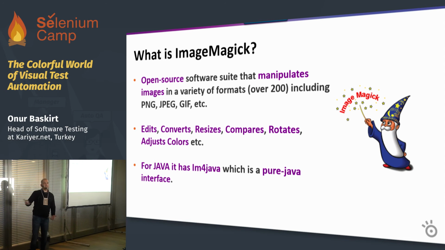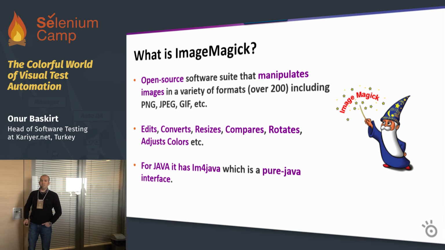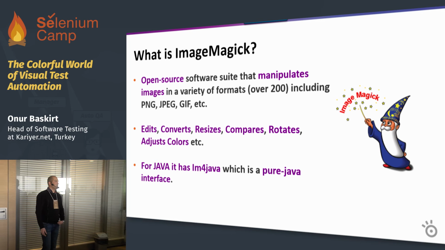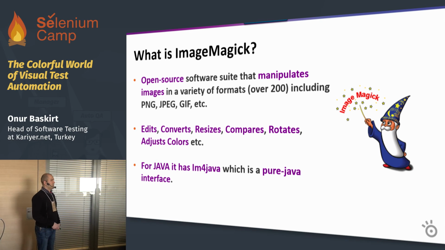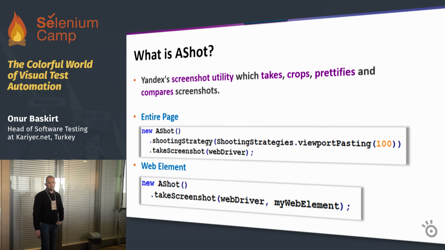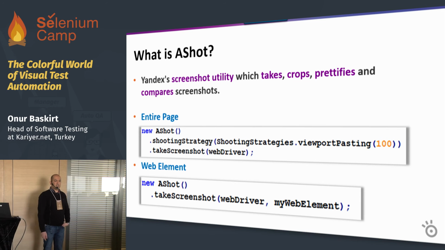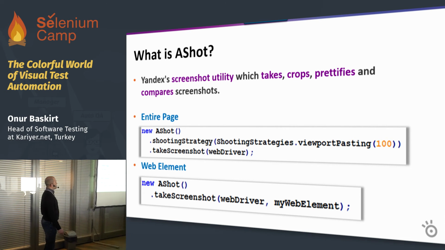convert, resize, rotate, or adjust color, and whatever you want with ImageMagick. And also it has several interface supports. And in this example, we will use IM4Java. It's a pure Java interface of ImageMagick. And what is AShot? I really love AShot. It's a Yandex screenshot utility. And it is so easy to take a screenshot with AShot.